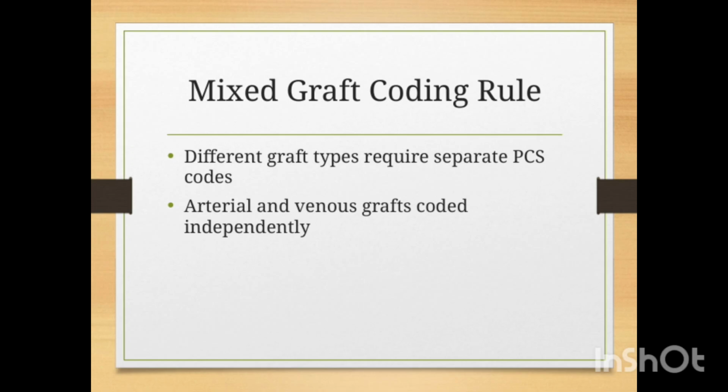Additionally, there's a special rule called the mixed graft coding rule. This rule helps guide you when a procedure involves both arterial and venous grafts in the same operation. It ensures that you assign the appropriate codes for each graft type, reflecting the complexity of the procedure. Understanding these distinctions is key to accurate coding and billing, which ties back to our overall goal of precise documentation and reimbursement.